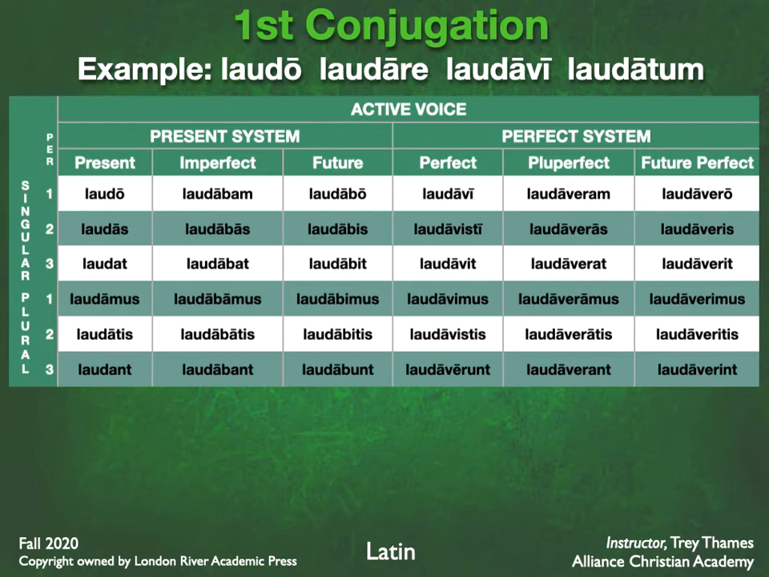laudabimus, laudabitis, laudabunt. So in every one of those, you took the second principal part, laudare, dropped the re, that gave you lauda. Into that lauda, you added all your endings. Hopefully this is all coming back to mind and you're like, oh yeah, I remember all that.